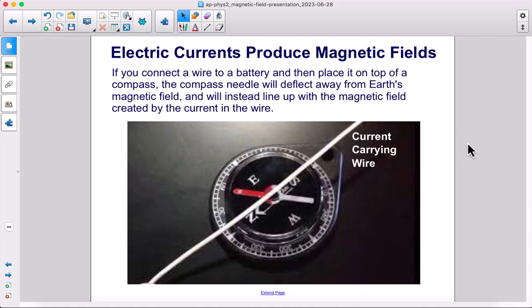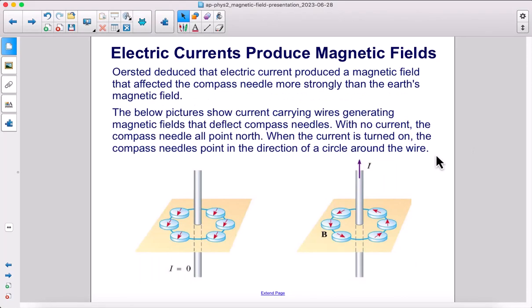This is easy to recreate in the classroom. If you connect a wire to a battery and then place it on top of a compass, the compass needle will deflect away from Earth's magnetic field and will instead line up with the magnetic field created by the current in the wire. Ørsted deduced that electric current produced a magnetic field that affected the compass needle more strongly than the Earth's magnetic field. The below pictures show current-carrying wires generating magnetic fields that deflect compass needles.